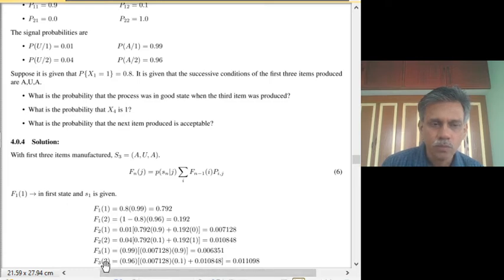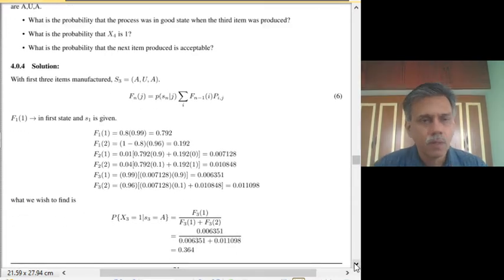What is f32? That is, this is the acceptable given 2, f21 times P12, sorry, f21 into P12, where P12 is 0.1, and f22 into P22 of remaining, that is 1. Therefore, this is the same factor. So you have got it. So you have got all the f's.